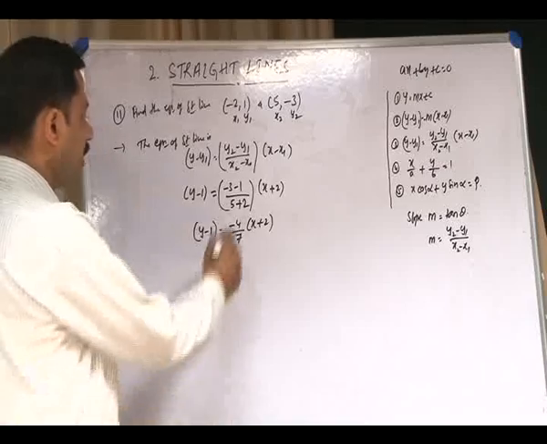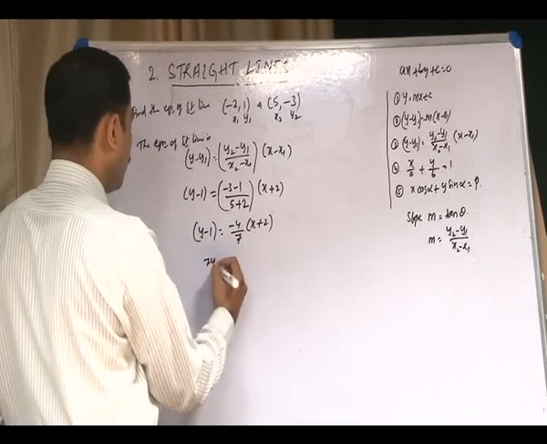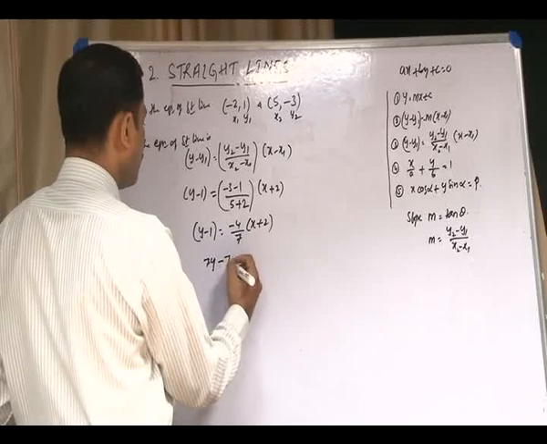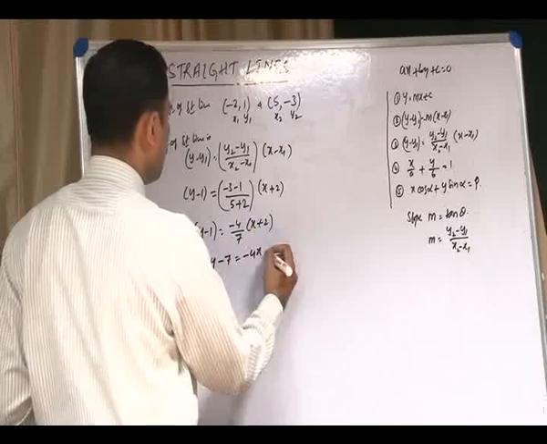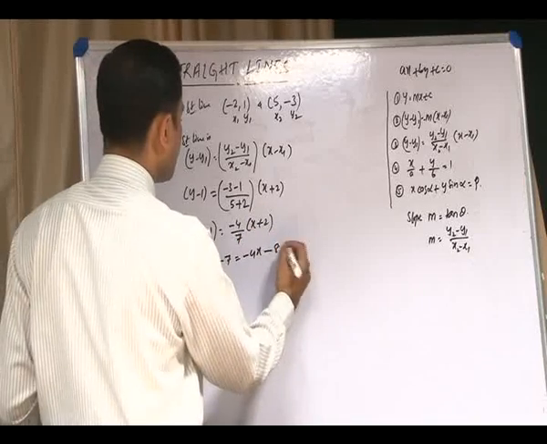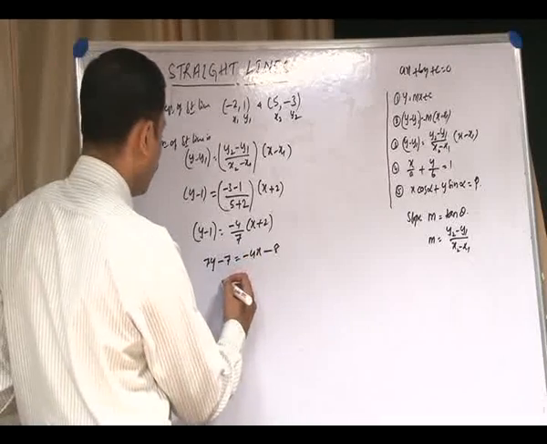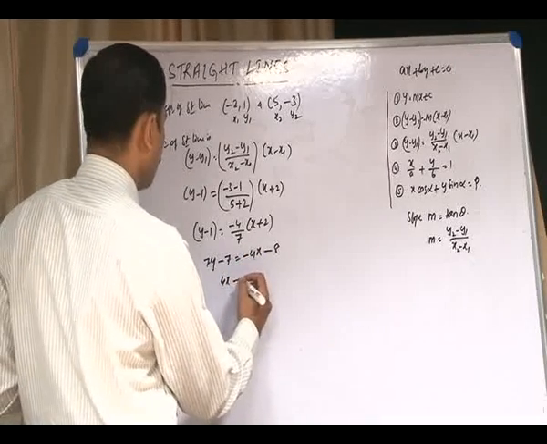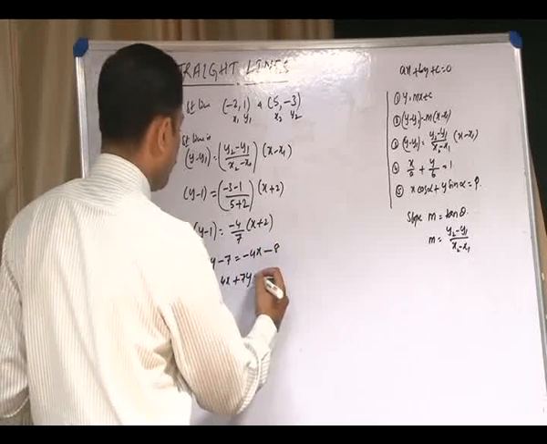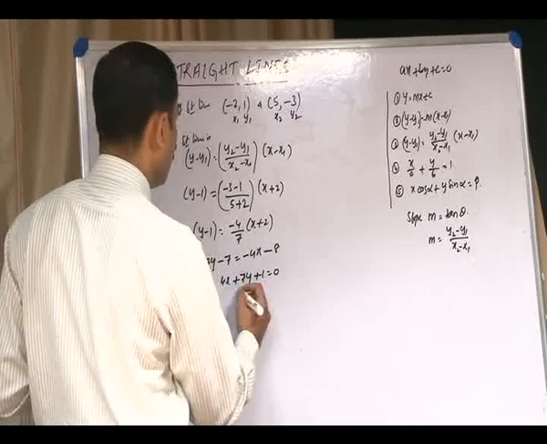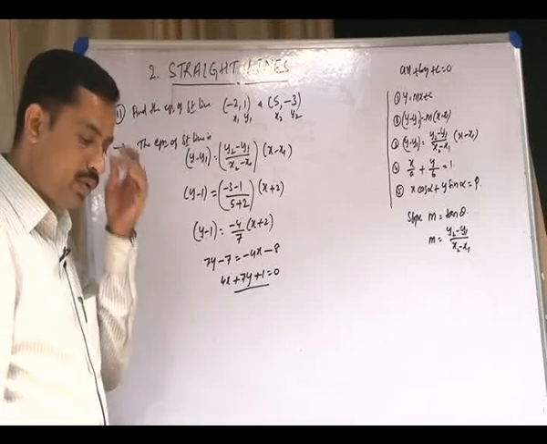Now transferring the 7 and multiplying, 7 into y is 7y, minus 1 into 7 is 7, is equal to minus 4 into x is -4x, minus 4 into 2 is minus 8. Or in the general form, we can write 4x plus 7y plus 8 minus 7 becomes plus 1 is equal to 0. So that is the equation of the straight line passing through 2 points.